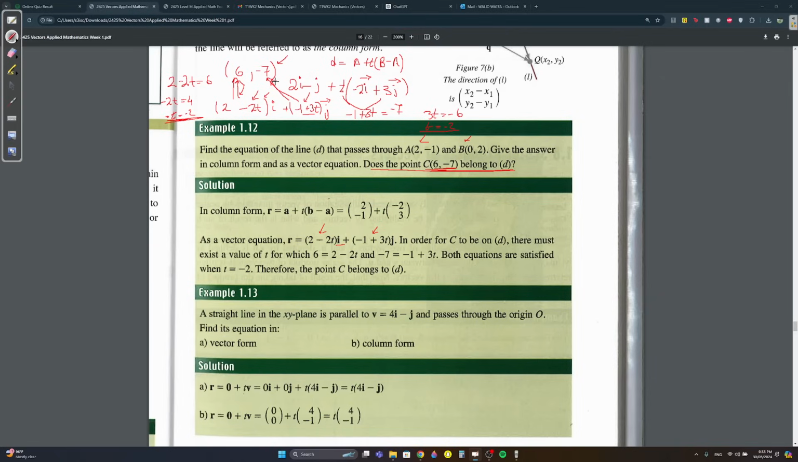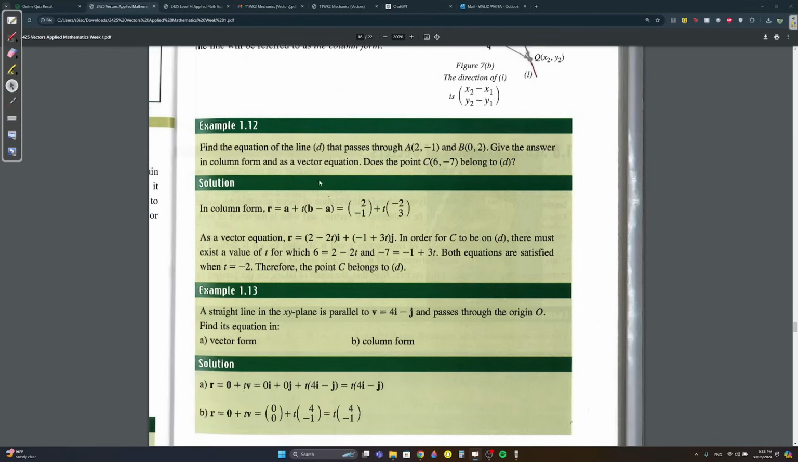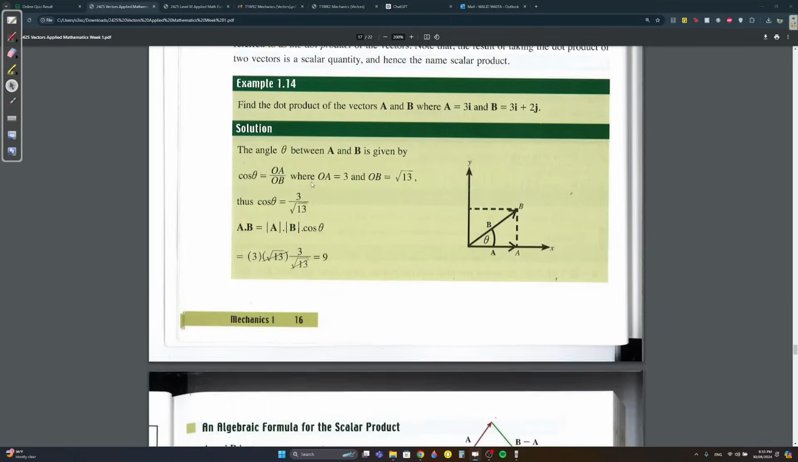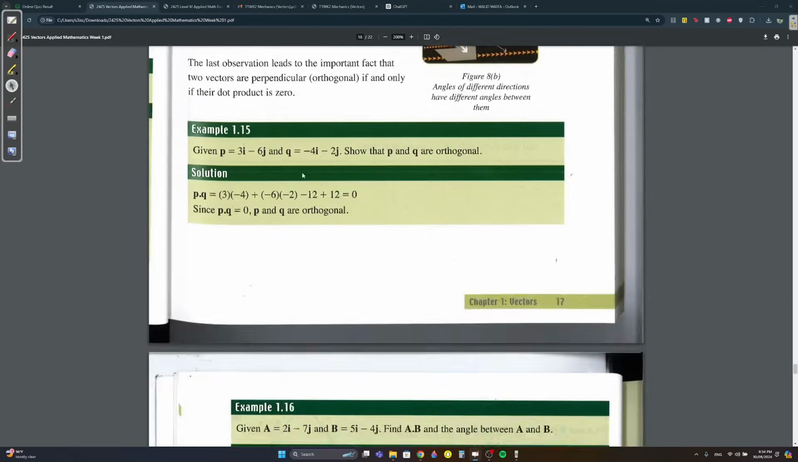So they could give you a question in the exam, find the equation of the line that passes through 2 points, and then they ask you, does this point C belong? You could say yes or no, just so you know what to do. I think we're done. Oh, scalar products. Okay, scalar products are very easy.